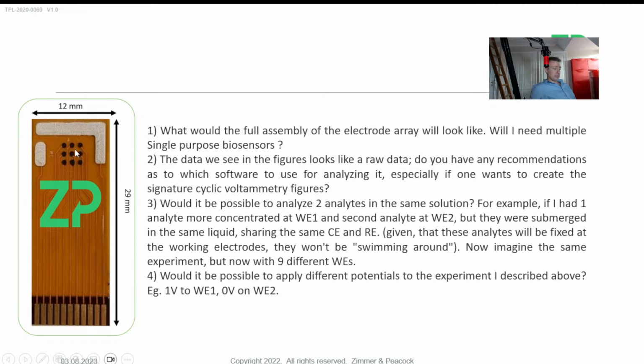Now he's asking about this. We don't have a 9-channel potentiostat to do that. I have a 6-channel, but we don't have a 9-channel potentiostat to do this. If you were really smart, we do have these kinds of solutions. You could functionalize one of these to be glucose, and one of these to be lactate, and you could measure those 2 analytes in the same sample. How you do it is you basically need a multi-channel potentiostat where you can apply different potentials to different electrodes.